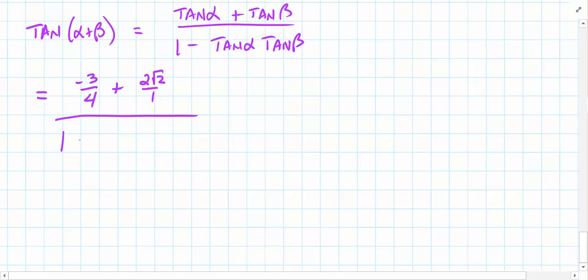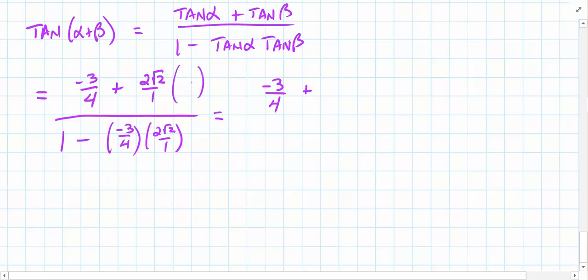There's lots of ways you can still compute it, right? You can keep it that way. 1 minus -3/4 times 2√2 over 1. Okay. All right, so let's start our simplification process. This is the hardest part because there are so many ways to make tiny little errors here. So I got -3/4. I'm going to have plus, let's see here.